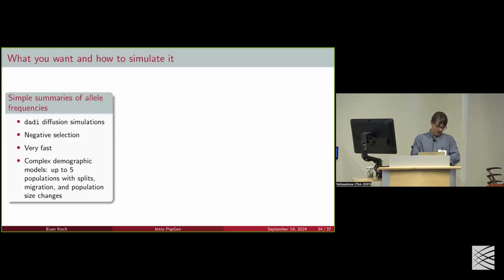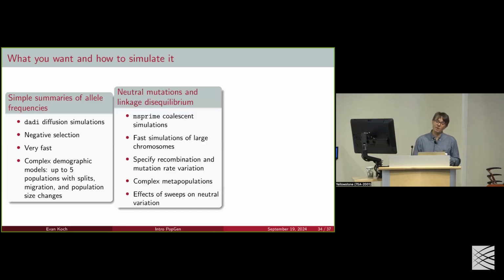Okay, so right before we end, I'm going to talk a little bit about simulation. We've gone through a lot of models, and one thing I want to impress on you is to try to make calculations under these yourself. And when you do so, start as simple as humanly possible. If what you want to calculate is just some simple summary of allele frequency, using simulations like these dadi diffusion models is really great. You can incorporate negative selection. It's incredibly fast. You can incorporate complex demographic models and get this allele frequency spectrum that you can then make your downstream calculations from. If what you want is neutral mutations and you really care about modeling linkage disequilibrium, coalescent simulations are the way to go.